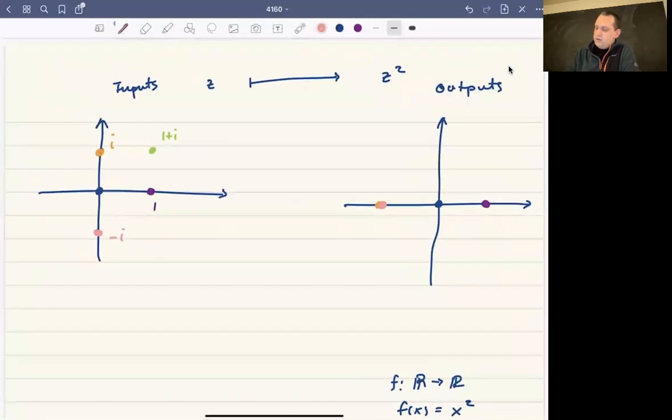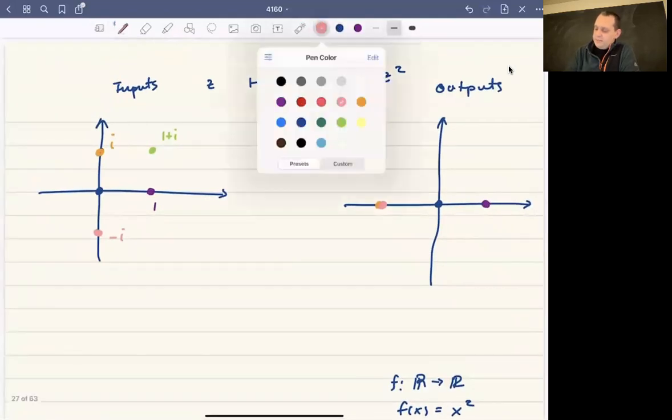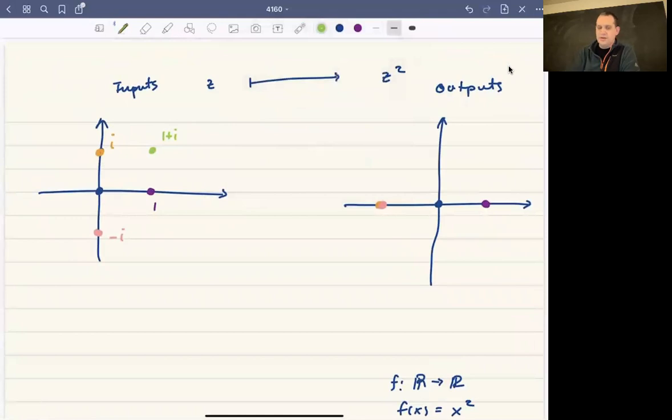And then the only other point that we looked at was 1 plus i, which gets mapped to 2i. So that's something like up here. Okay, so that's 2i. So that's what that graph looks like, just to talk about a few examples there.